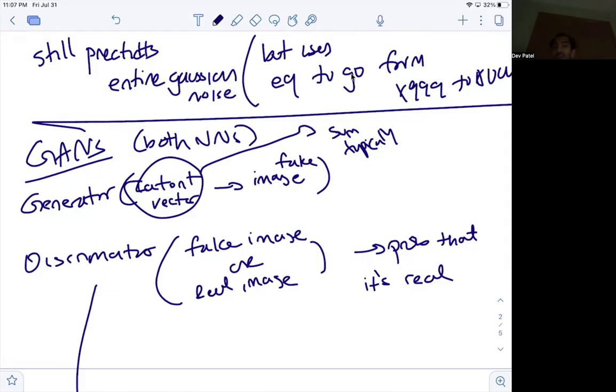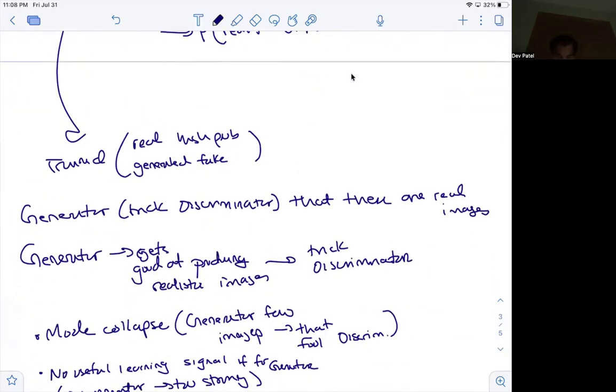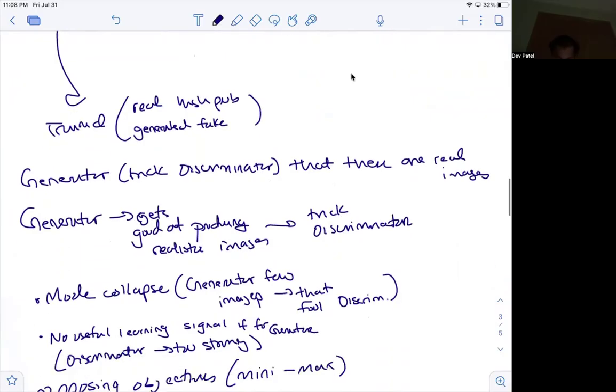The generator's role is to fool the discriminator, such that when it produces a fake image, it looks as close as possible to a real image. It produces a fake image but wants the discriminator to think it's real. So the generator's loss is trying to maximize the probability that the discriminator thinks the image is real. That's the role of the generator: trick the discriminator into thinking it's a real image.